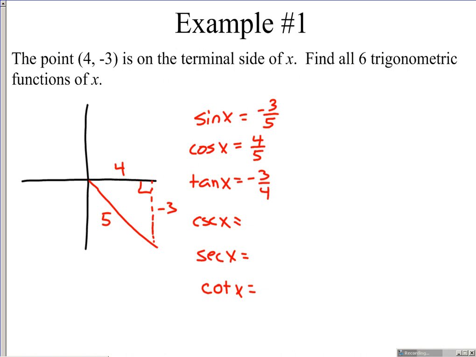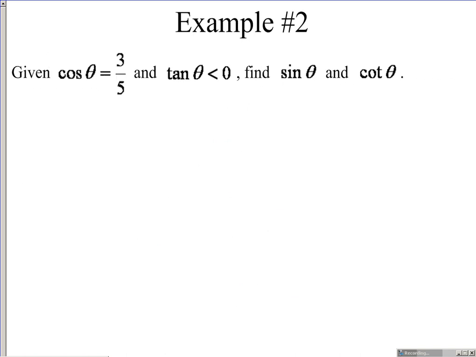Cosecant is the reciprocal of sine. Secant, reciprocal of cosine. Cotangent, reciprocal of tangent. So once again, once you have the triangle, it's the same thing as what we've been doing over and over again. You should be getting pretty good at drawing these reference triangles and finding the 6 functions by this point.